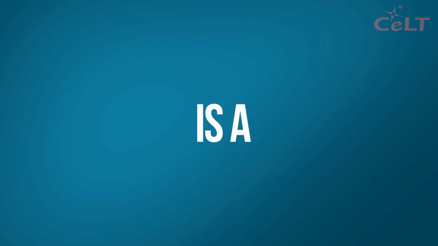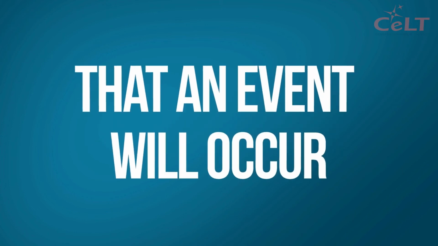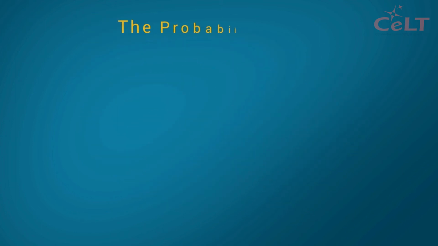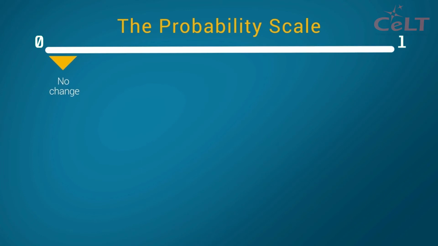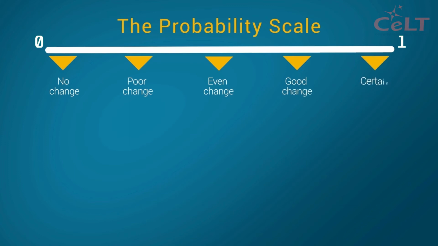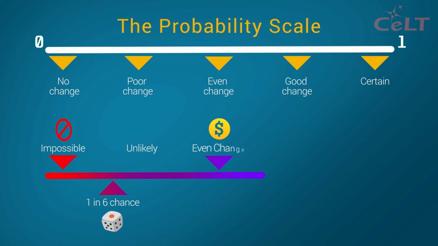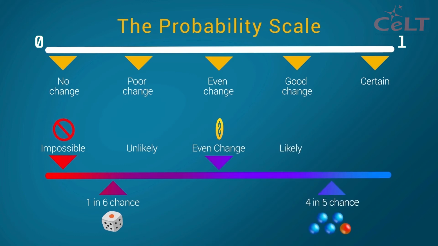Probability is a measure of how likely an event is to occur. The probability that event A will occur has values between 0 and 1, where 0 represents an impossibility and 1 represents a certainty. Usually, we express probabilities as fractions.